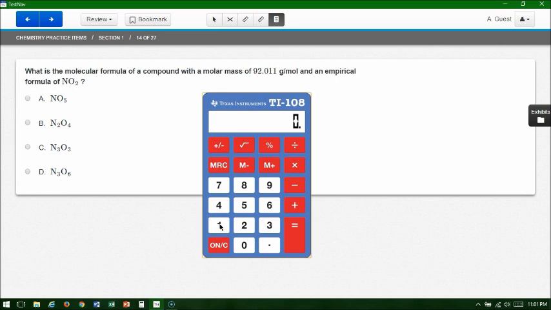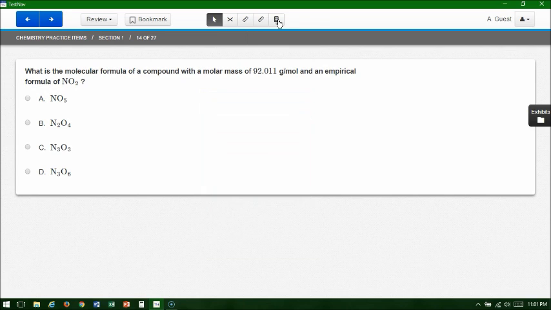So again, 14 for nitrogen plus 32 for the 2 oxygens, it's 46. 92 is the actual molar mass. So 92 divided by 46 equals 2. Therefore, our molecular formula is exactly twice as much as our empirical formula. So the correct answer is not NO2, but twice as much, N2O4.